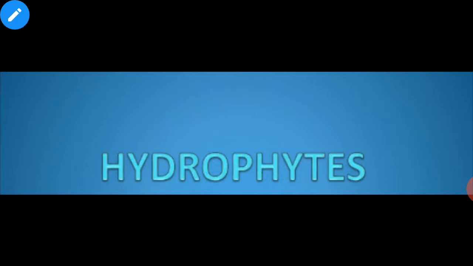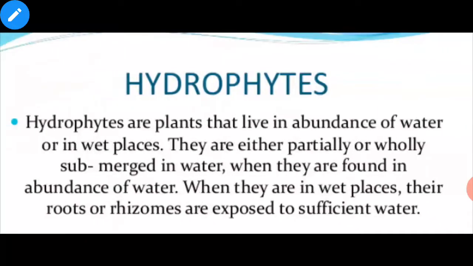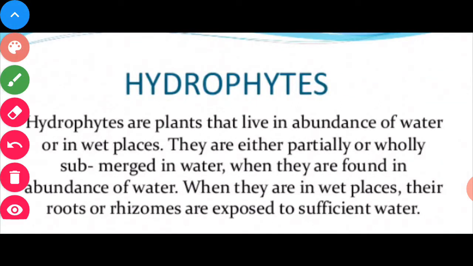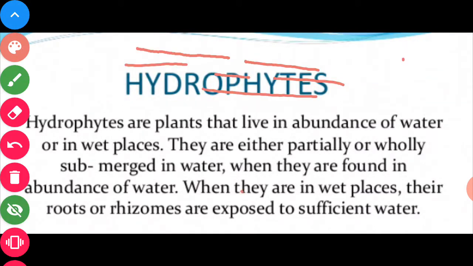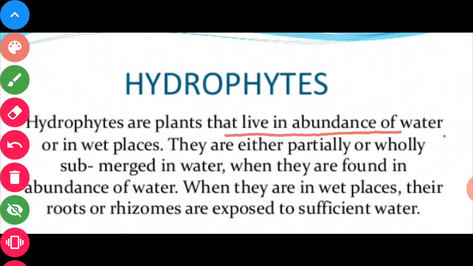First of all, we should know what hydrophytes are. Hydrophytes are plants that live in water. These are plants which live in abundance of water, or we can say plants which live in wet places. Those are known as hydrophytes. Hydrophytes are either partially or wholly submerged in water.